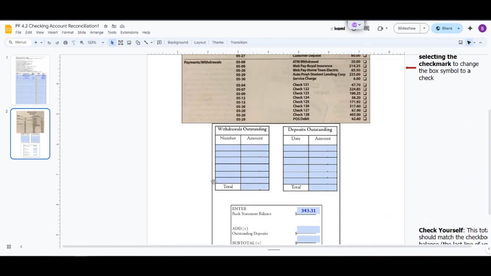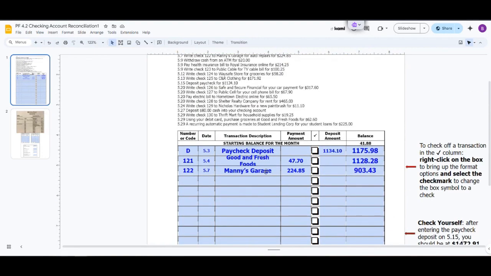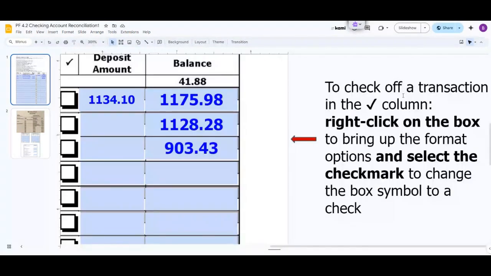All right. So once you actually record all of your transactions, then you will use this check mark column to help identify where the outstanding deposits and withdrawals, if there are any, are located. Which transactions are they? Put a little note off to the side to help walk through how to use that check mark column to help us reconcile. So as it says, to check off a transaction in the check mark column, right click on the box to bring up the format options and select the check mark to change the symbol.